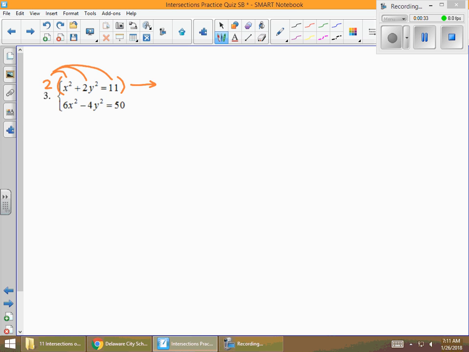This is legal because it's an equation, and as long as you're doing the same thing to both sides of the equation, the same thing to every term, then you can multiply by something other than 1. So you end up with 2x squared plus 4y squared equals 22.